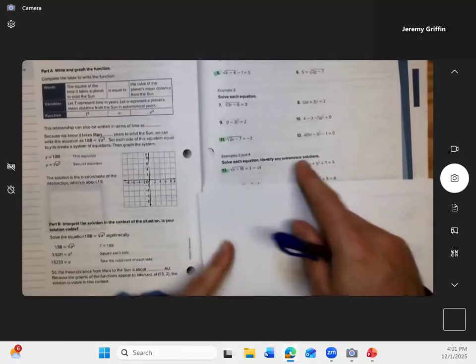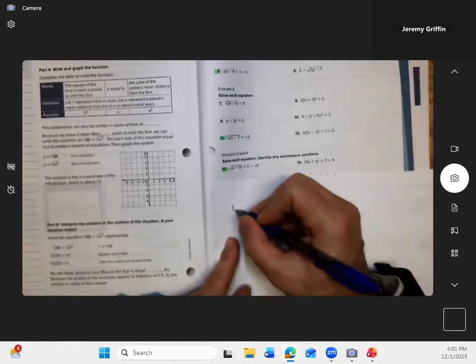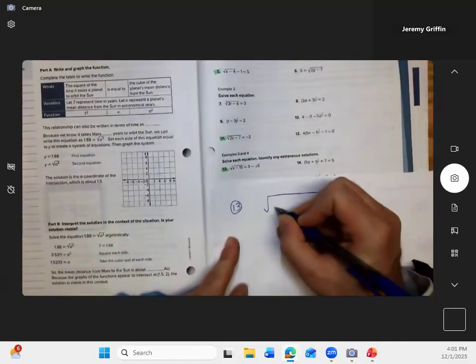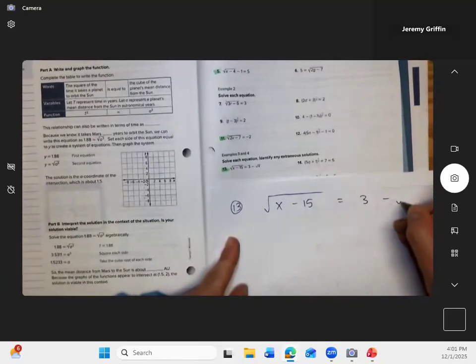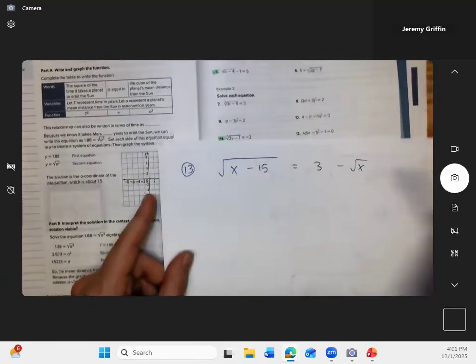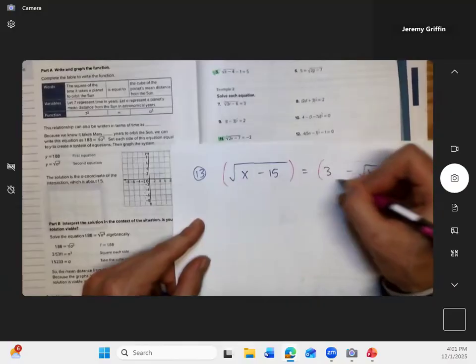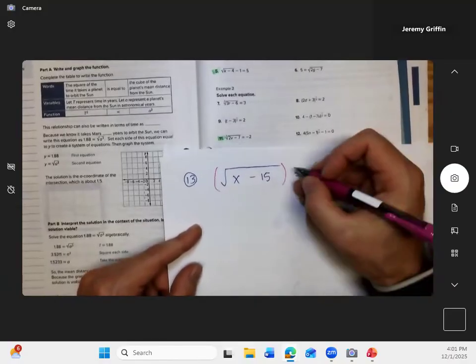So to give you a hint, some of these you might get a solution, but it doesn't actually answer the original question. Let's find out. Right. So square root x minus 15 equals 3 minus the root x. Interesting. So my first thought is probably square both sides and see where this leads. But we're not going to get rid of the roots because of FOIL.